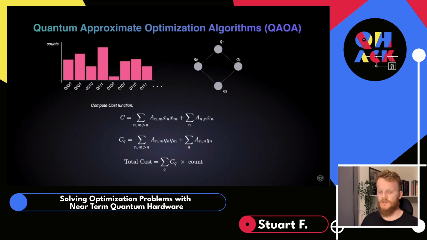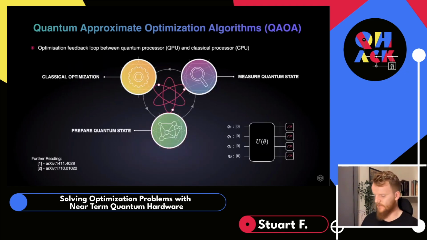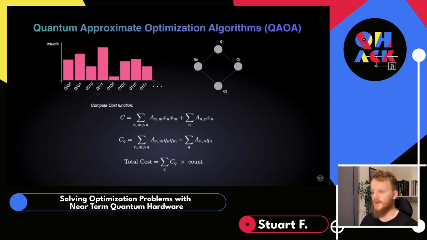We take these cost functions and put them into this final expression, where we take the cost of that particular solution and weight it by the number of times that we've measured that solution. So we've got the cost of that solution weighted by the probability that that solution will occur, and that gives us the total cost function. Okay, so that's great. We've got the total cost of this quantum state for this particular graph, but what do we do with that?